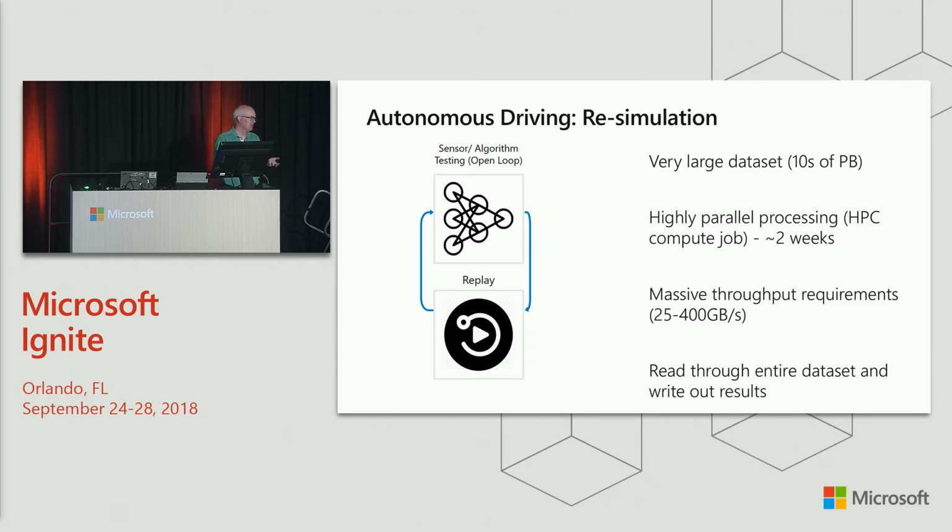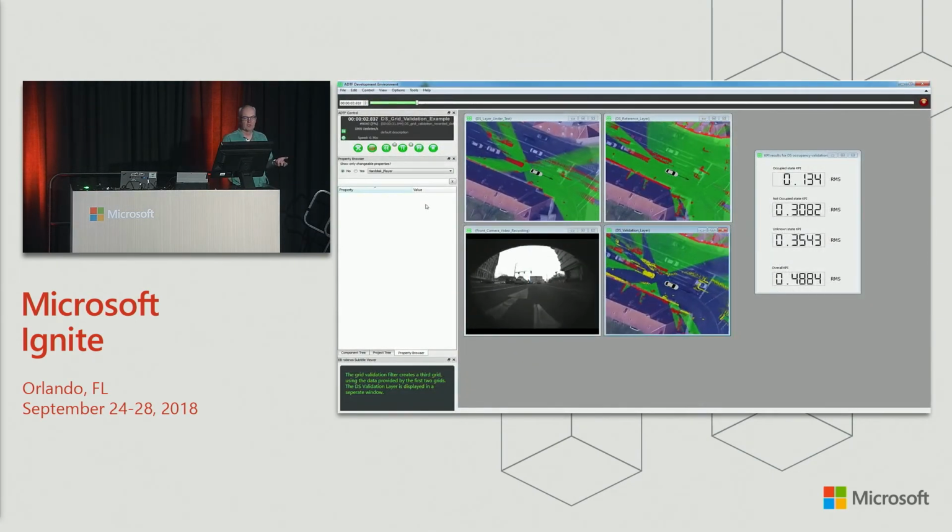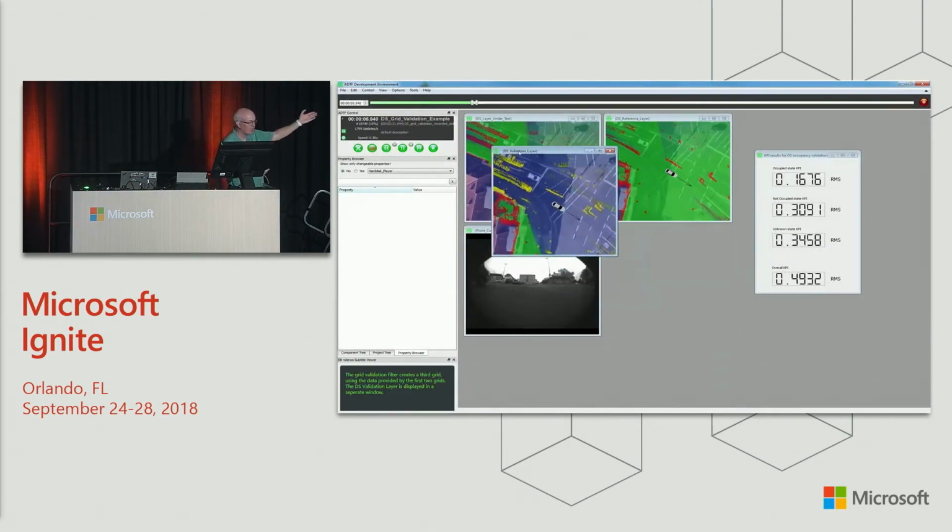I have a little video that I want to thank Electrobit for helping us show. It's their video, and they graciously let us show it here. It visualizes what this resimulation looks like. What you're seeing is effectively a car driving through an area, scoring what it sees, objects. The green is where the car can go.